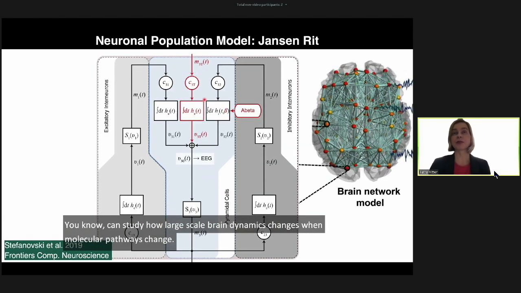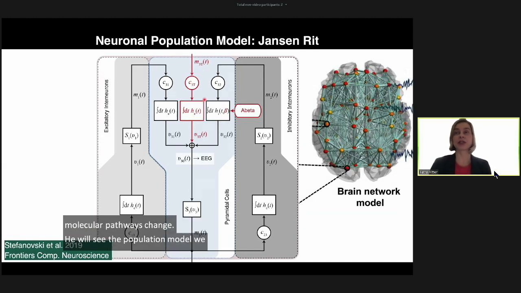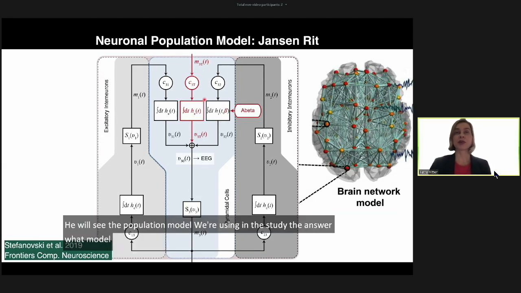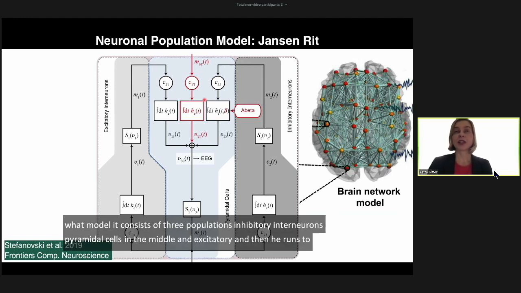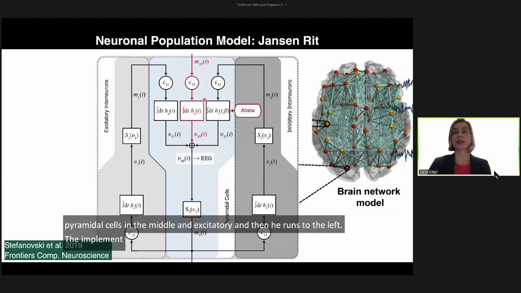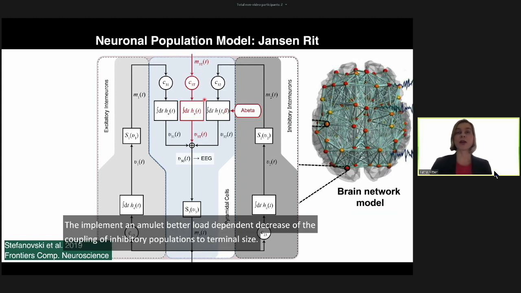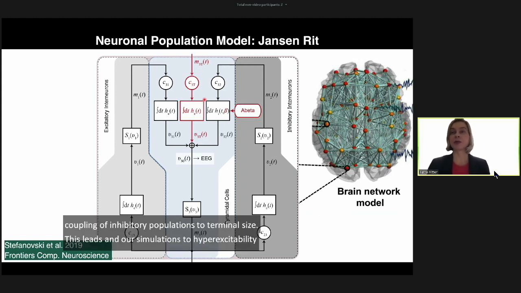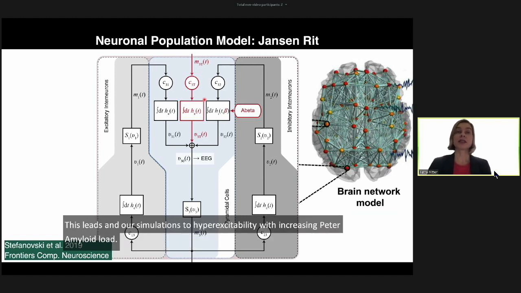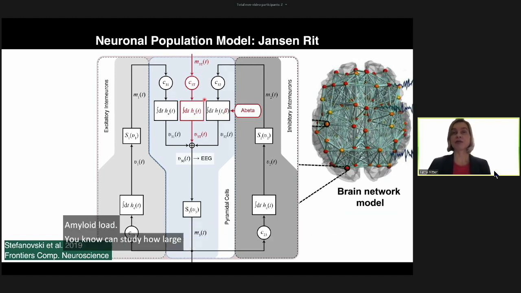Here you see the population model we are using in the study, the Jansen-Rit model. It consists of 3 populations: inhibitory interneurons, pyramidal cells in the middle, and excitatory interneurons to the left. We implement an amyloid beta load dependent decrease of the coupling of inhibitory populations to pyramidal cells. This leads in our simulations to hyperexcitability with increasing beta amyloid load. We now can study how large-scale brain dynamics change when molecular pathways change.